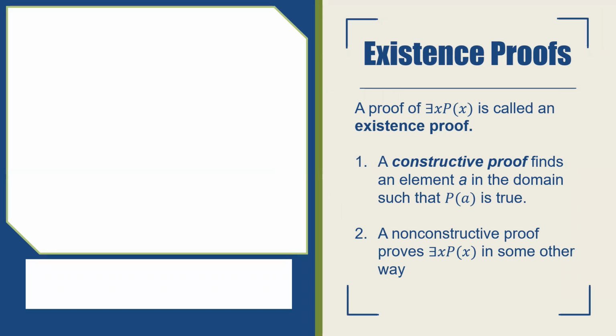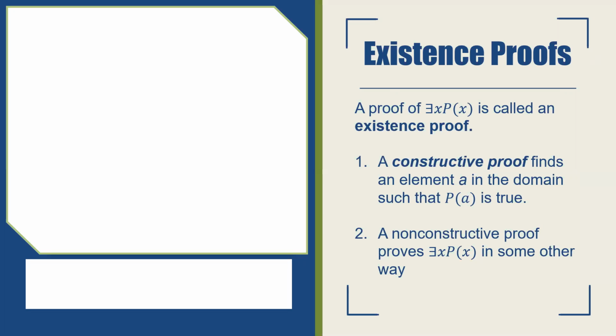So if you want to prove there exists an x in the domain such that p of x is true, it's called an existence proof generally. The general case is just called an existence proof. A constructive proof finds an element a in the domain and shows that it's true. This is the closest you get to being able to say, hey, there's an element that makes this true. I'm going to show you because I found it.